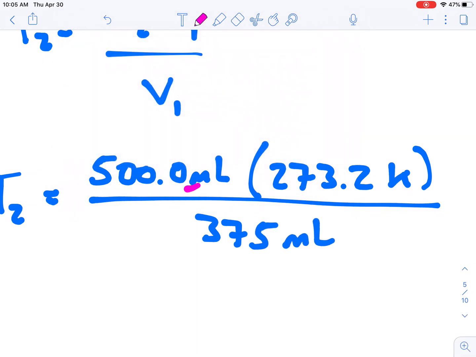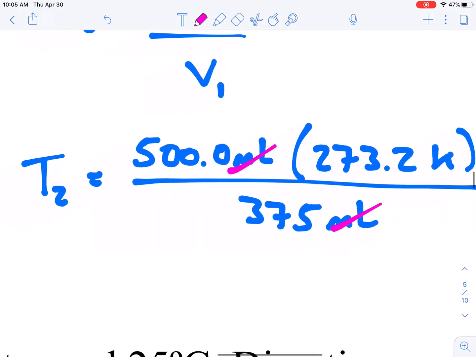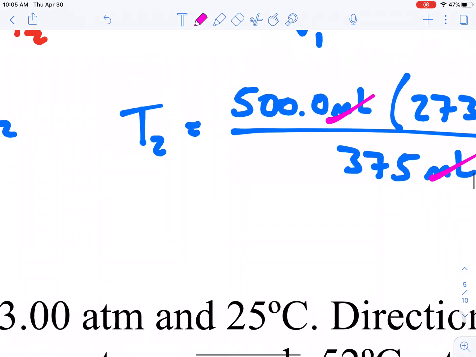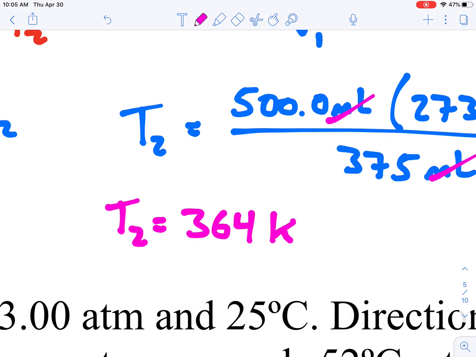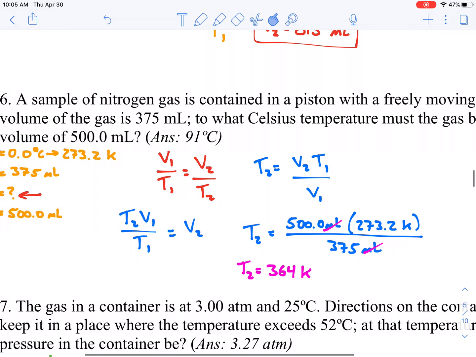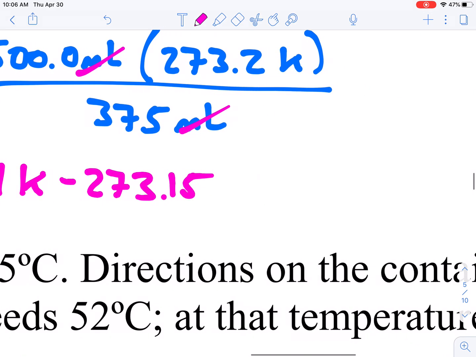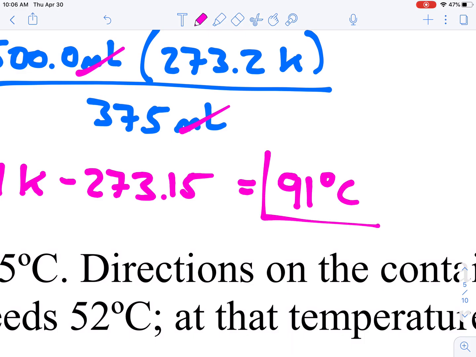When you do that, milliliters will cancel. You have 4 sig figs, 4 sig figs, and 3 sig figs, so we'll end with 3 sig figs. Our final temperature will be 364 Kelvin. And that's all well and good, except we are asked for the Celsius temperature. So at this stage of the game, we need to come back and do some subtraction. 364 minus 273.15 gets us to Celsius, and that gives you 91 degrees Celsius as your final temperature.